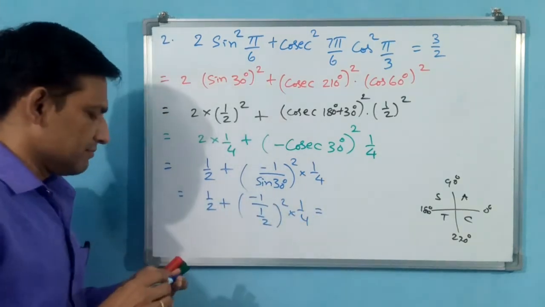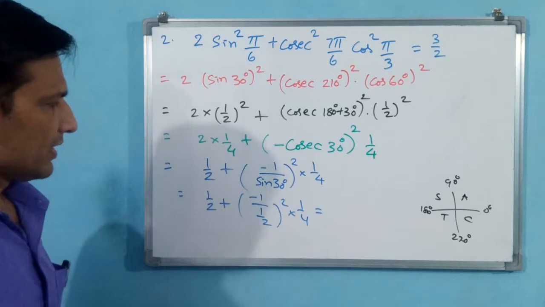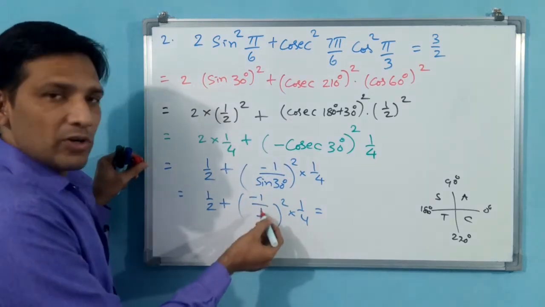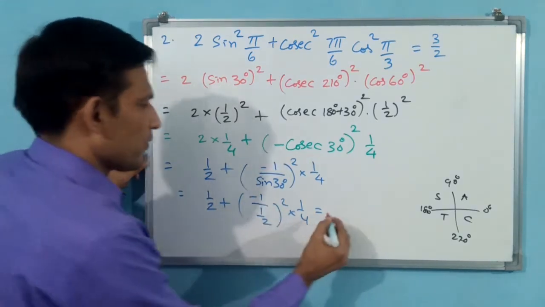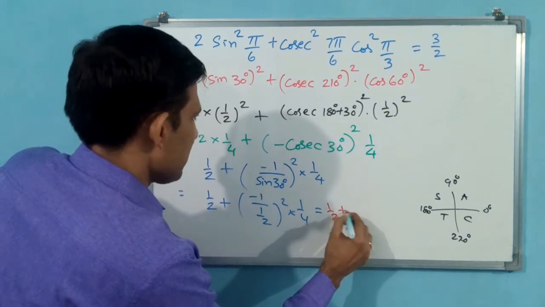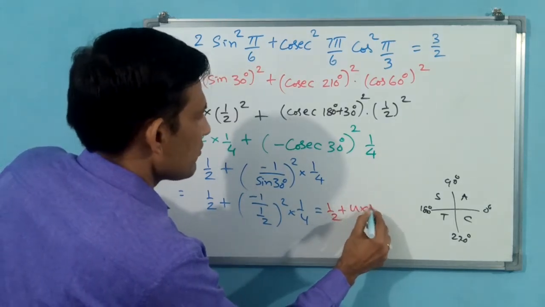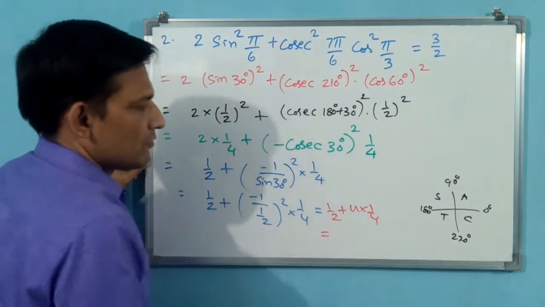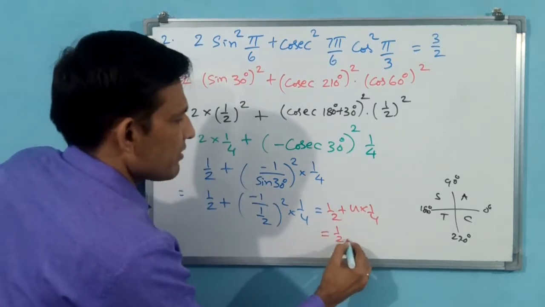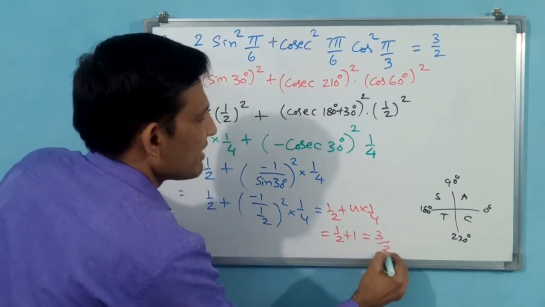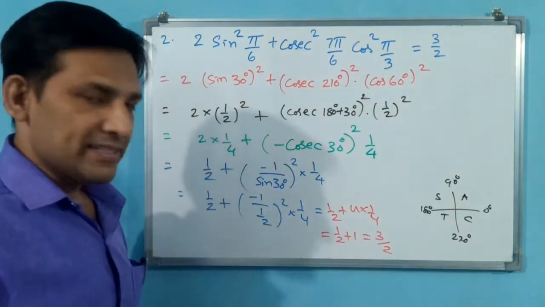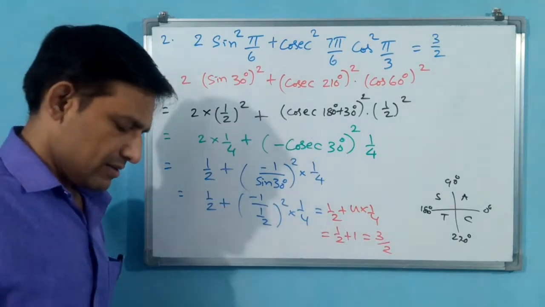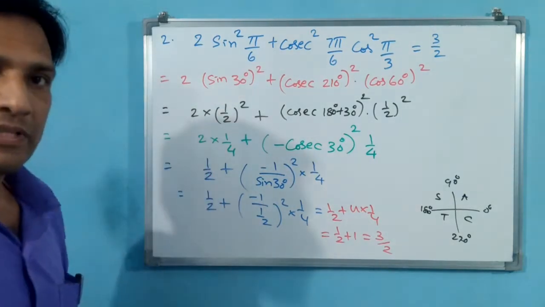How much will it come? This 2 will go to the top, 2 square means 4. That means 1 by 2 plus 4 into 1 by 4. This is going to become 1. 1 by 2 plus 1 is equal to 3 by 2. Your RHS has come. Okay, note down, we will go for the third question.